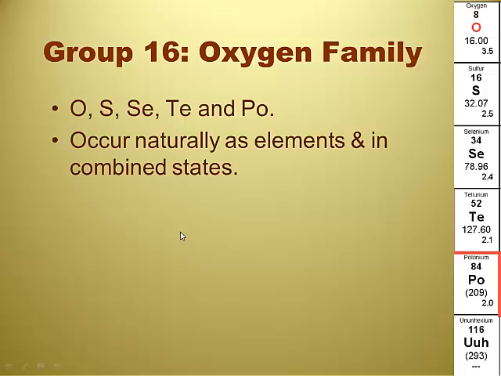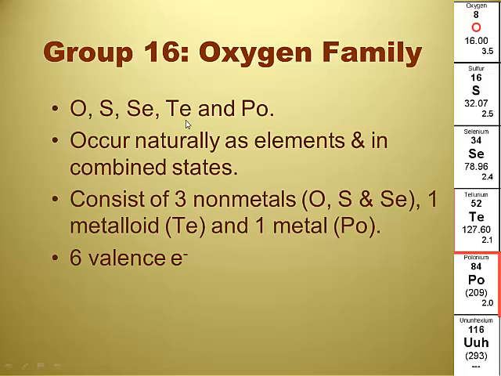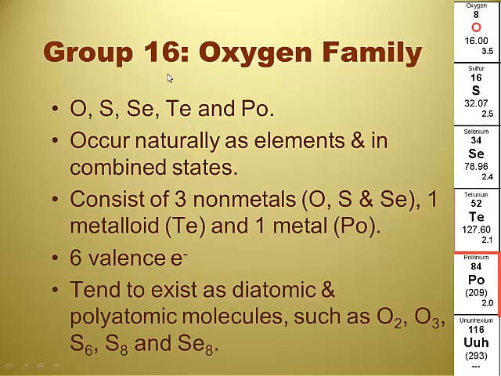Group 16 is the oxygen family, and group 16 you can predict has 6 valence electrons. So we've got oxygen, sulfur, selenium, tellurium, and polonium, along with ununhexium. They occur naturally as elements and in combined states, just like most of these other families on the right side of the periodic table. It consists of 3 nonmetals, oxygen, sulfur, and selenium, a metalloid, tellurium, and a metal, polonium.